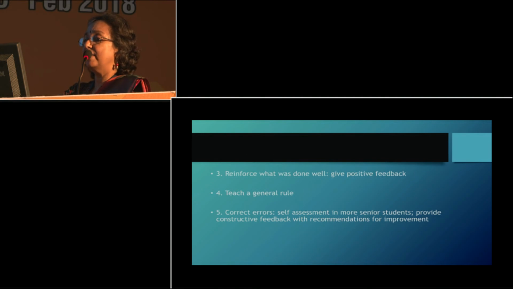Reinforce what was done well, give positive feedback. You say, excellent, I like the way your technique was, you kept the light less, you kept the patient comfortable, the slit lamp was adjusted well, I really liked your technique. Teach a general rule. For example, you say, when you see a small child with poor vision and the ocular exam looks normal and you've concluded it's a normal disc, vision is still poor, think of CVI, ask for history of neonatal problems. So you teach a general rule.